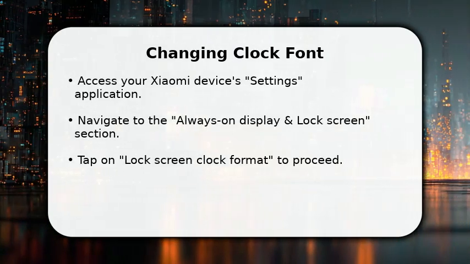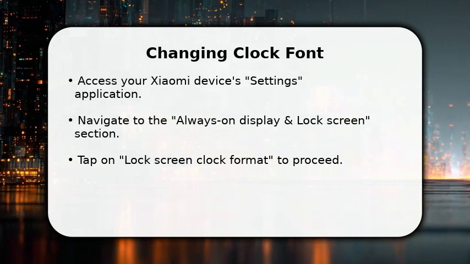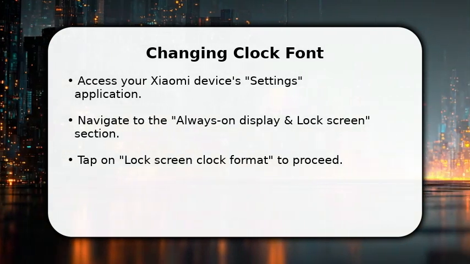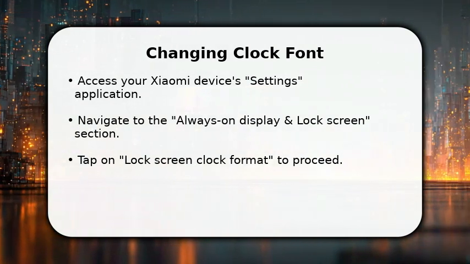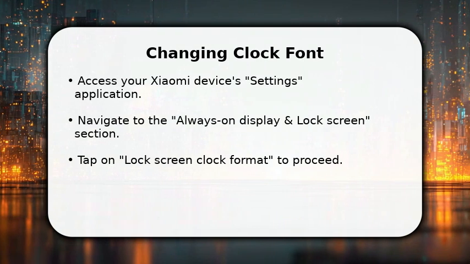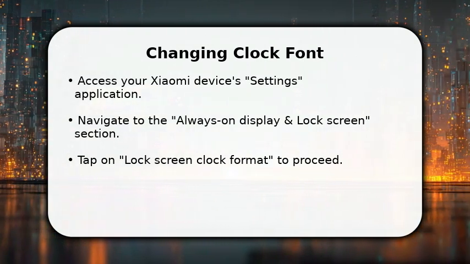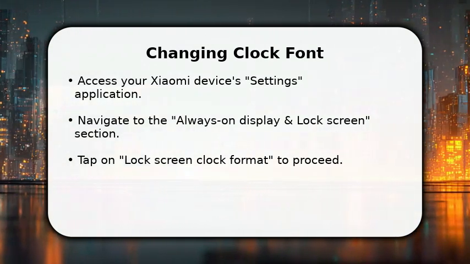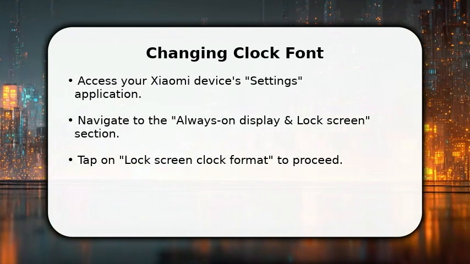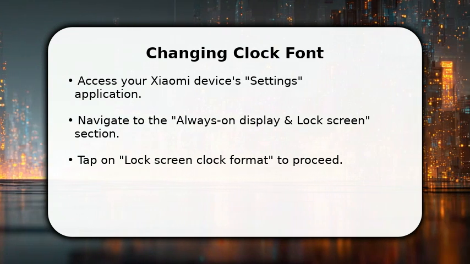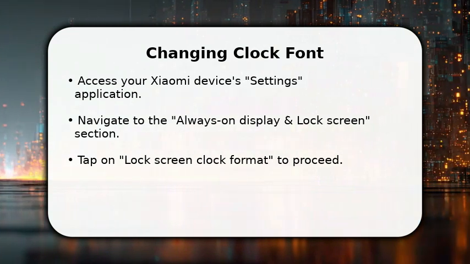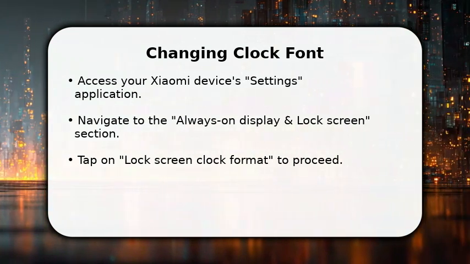In this video, I will show you how to change the clock font on your Xiaomi device. First, open the Settings application on your phone. Once inside, scroll down a bit until you find the Always On Display and Lock Screen option. Tap on this to enter the lock screen settings. From there, you'll see an option labeled Lock Screen Clock Format, which is exactly where we need to go to begin customizing your clock's appearance. It's a straightforward process to get started.